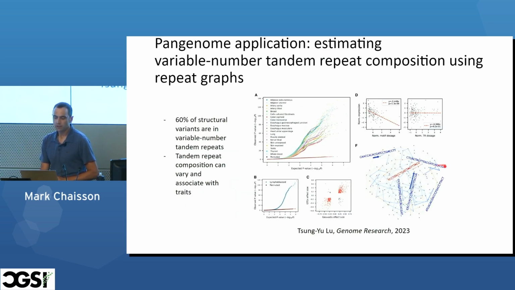And what that enables is the ability to actually find associations between repeat composition and various traits. So we had a study come out where we were able to do eQTL discovery on tandem repeats, where we weren't necessarily looking for associations between the length of a tandem repeat, but the actual composition of the tandem repeat and expression.